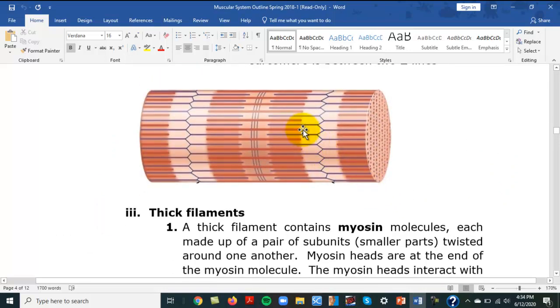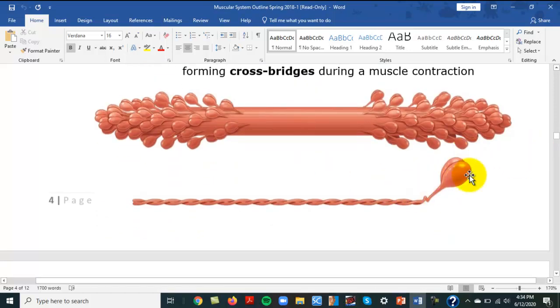Just remember, when a muscle contracts, the red stays where it is. The little purple, bluish lines right there actually slide past the red and allow the entire muscle to shorten. So this is the myosin head on the end.